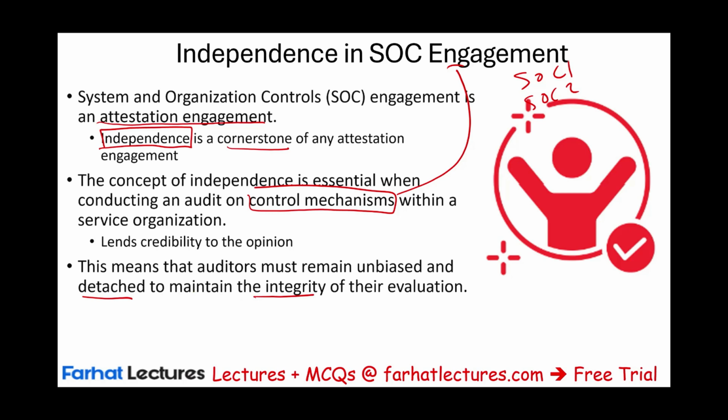If I'm giving you an opinion, I want to make sure you believe me. And for the other party to believe me, what does that mean? It means I have no vested interest in that opinion. I'm giving you an objective, unbiased opinion, and to do so, I have to be independent. So this is what we will discuss in this session.